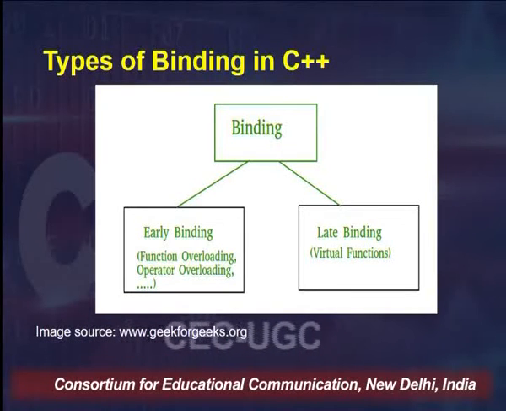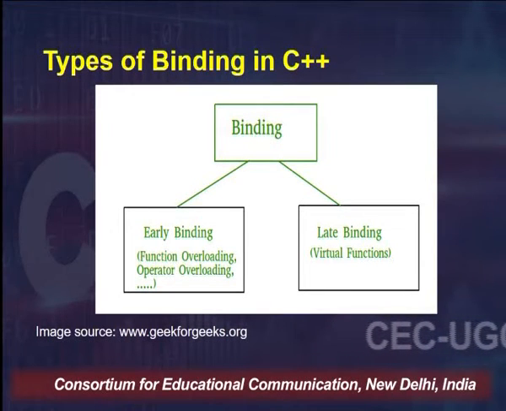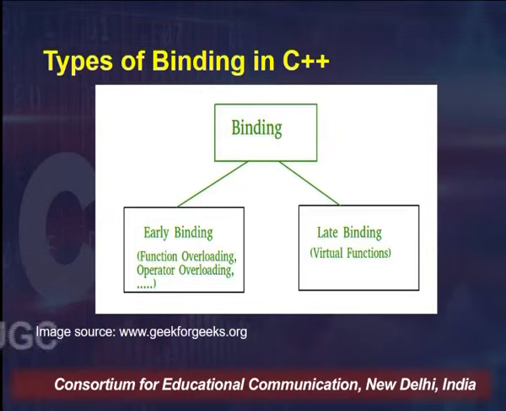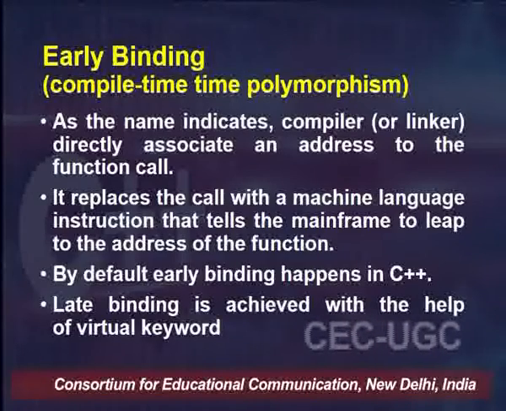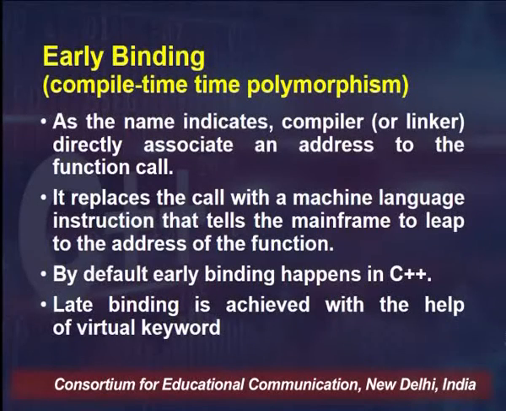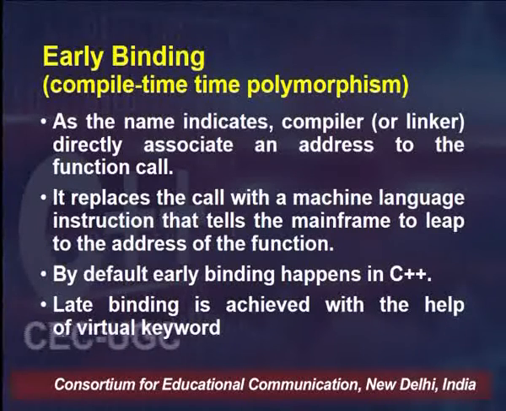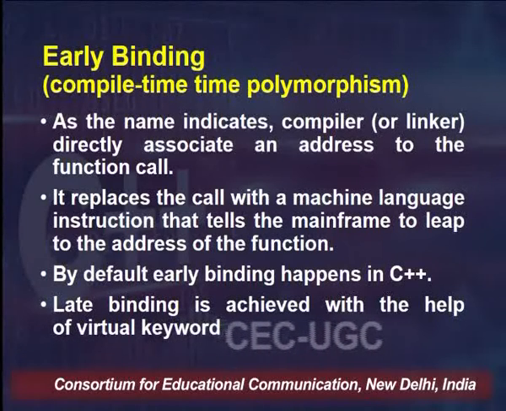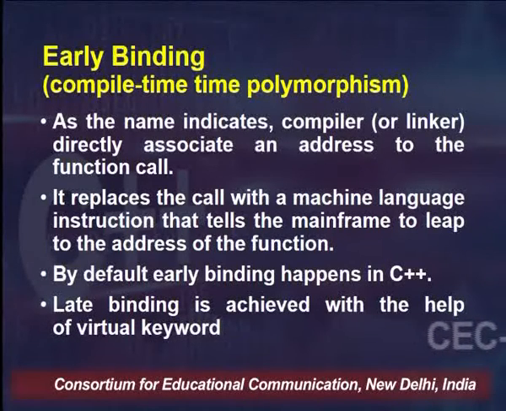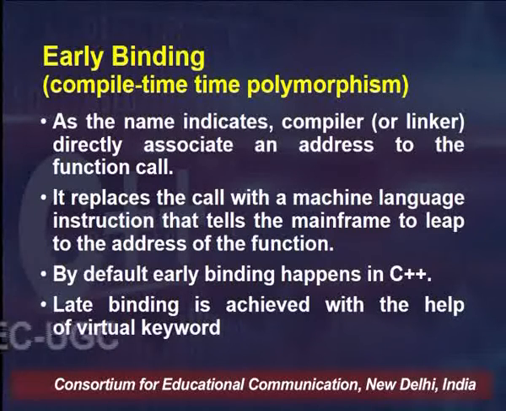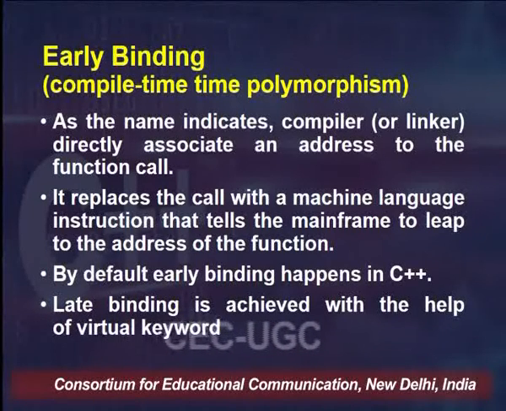And now we are studying the mechanism of late binding, which is achieved with the help of virtual functions. Let us compare early binding, also known as compile time polymorphism, and late binding, also known as runtime polymorphism. Let us explore early binding in some detail. As the name indicates, the compiler, or it could be the linker, directly associates an address to the function call. This is what binding is.